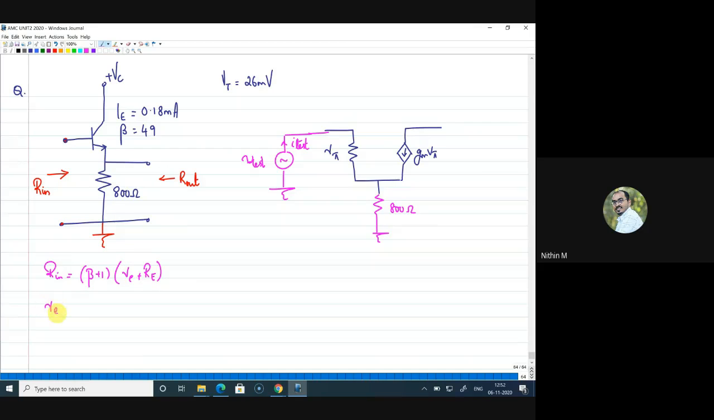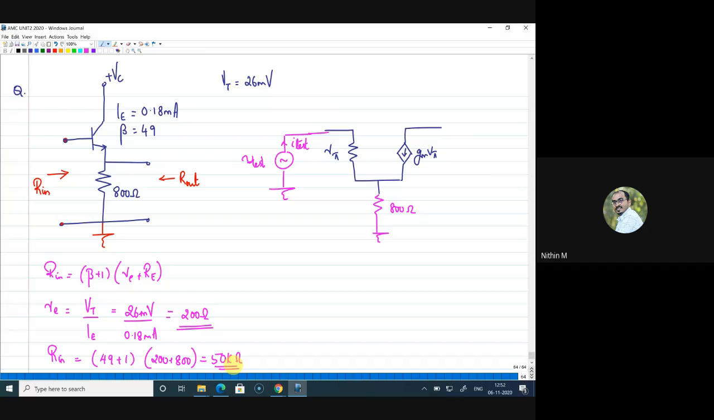Now what is small re? Small re can be written as VT divided by IE. VT is 26 millivolt divided by IE, which is 0.18 milliamps. So that will give you small re as 200 ohms, right? So this is small re, capital RE is 800. So it is 1K into 50. Your Rin is equal to (49 plus 1) into (200 plus 800). It is 1K into 50, which is equal to 50K.